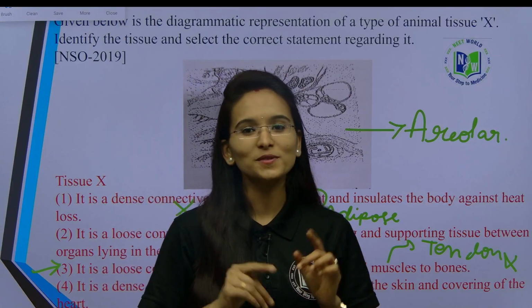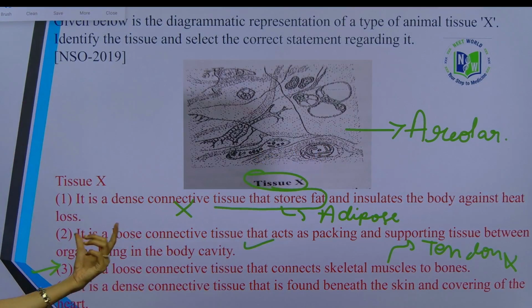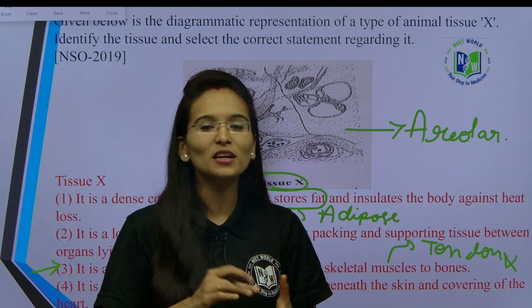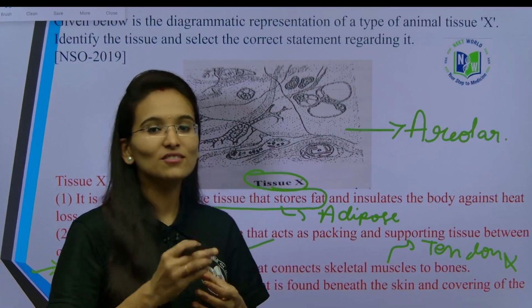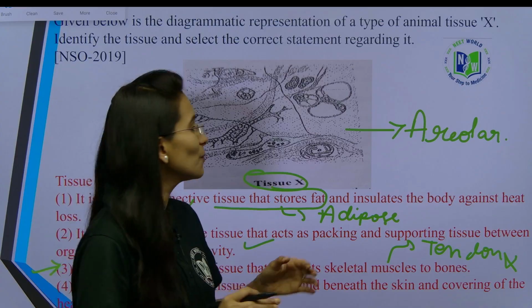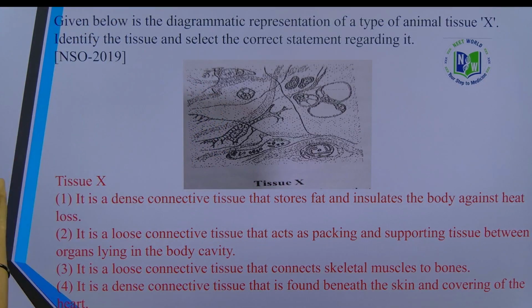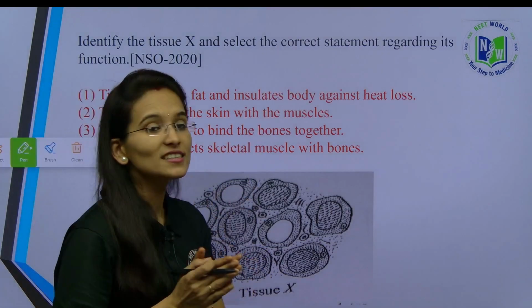So the right option regarding this particular tissue X is the second option. It is a loose connective tissue which is called areolar connective tissue, which is involved in packaging the internal space inside the organs. Yes, clear with the first question? Yes. Next, coming towards the second question, identify the tissue X and select the correct statement regarding it.